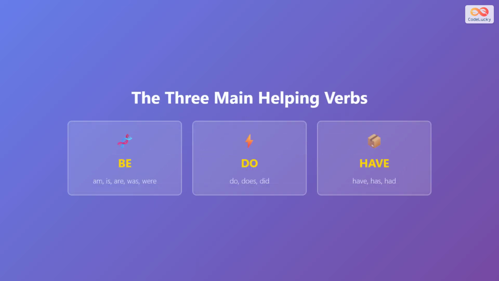There are 3 primary helping verbs in English. The first is be, which has forms like am, is, are, was, and were. The second is do, which has forms like do, does, and did. The third is have, which has forms like have, has, and had. These 3 verbs are the foundation of helping verbs in English.